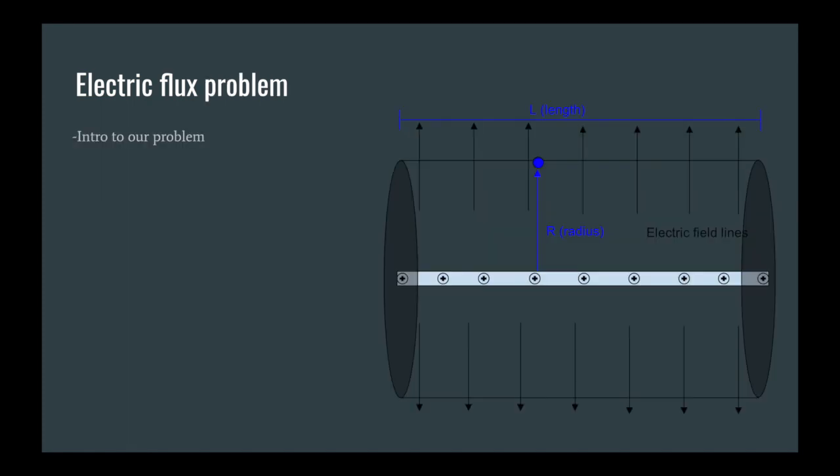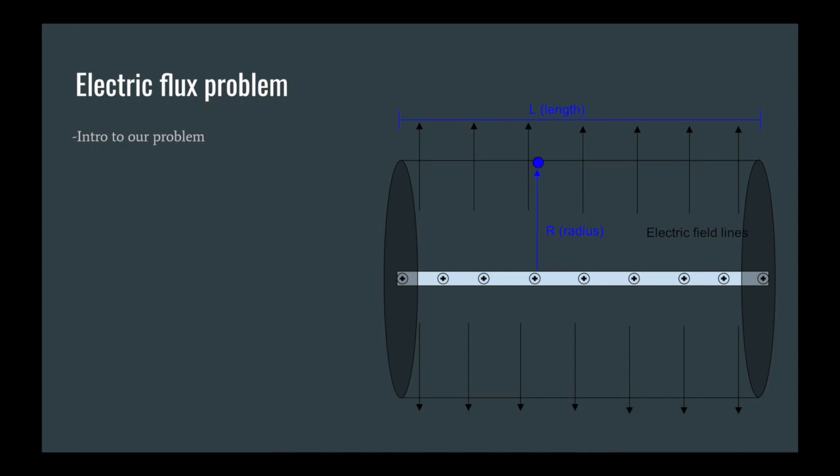Now I'm going to be talking about our actual problem. In our example, we have a long straight line that is uniformly charged. We then have encapsulated it with a cylinder. This is because the radius has to be the same at all areas. We know that all the electric field lines point directly out parallel to the cylinder face.